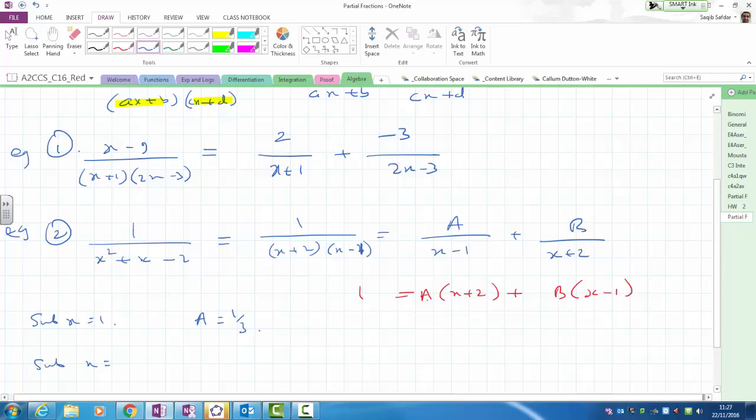X equals, how do you get rid of the a? What can we substitute? Derek, what do you substitute in here to get rid of the a? Curtis? 2. 2 plus 2 gives us 4. Minus 2. Okay, and therefore b gives us what? Anyone? Minus a third. Okay.